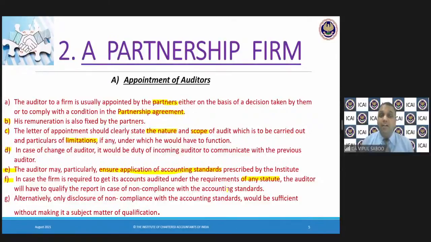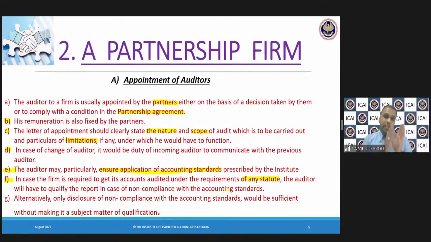You all have learned about income computation and disclosure standards in income tax. These are the new kind of standards issued just recently, 2 to 3 years back. Income Computation and Disclosure Standards, the ICDS. So there are a lot of standards: accounting standards, auditing standards, ICDS, and then Ind AS, which you are going to read in your finals.